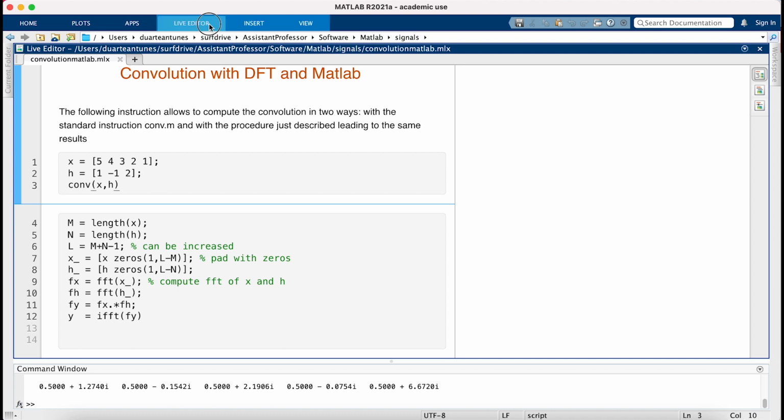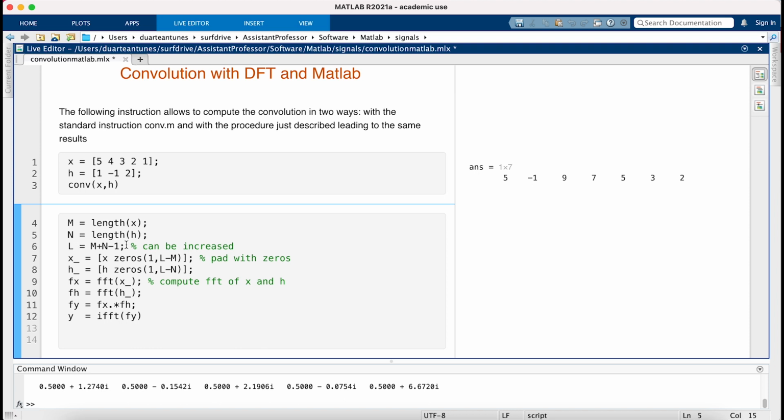If we compute the convolution, we obtain a signal corresponding to this vector: 5, minus 1, 9, 7, 5, 3, 2. Let us use this result to confirm what we will obtain now using the Discrete Fourier Transform method. So we start by defining capital M and capital N to be the length of signals x and h respectively, and then we define capital L to be capital M plus capital N minus 1.